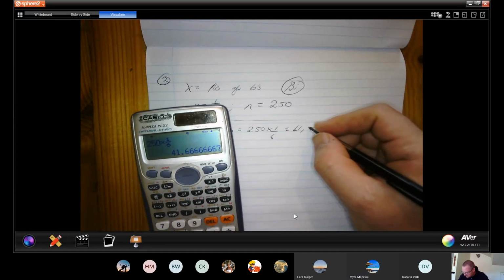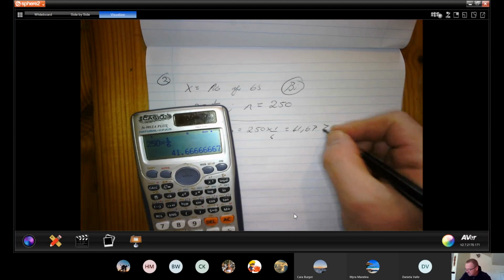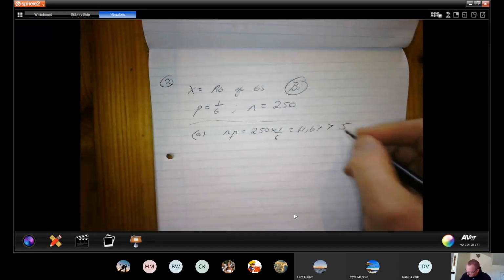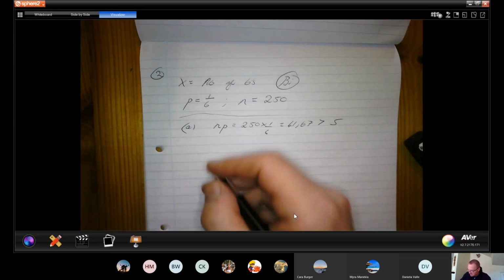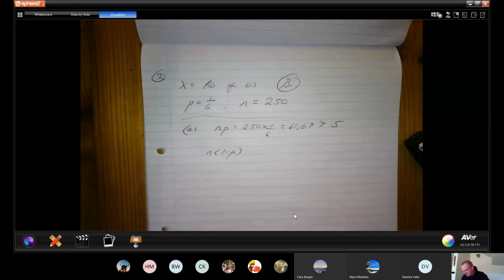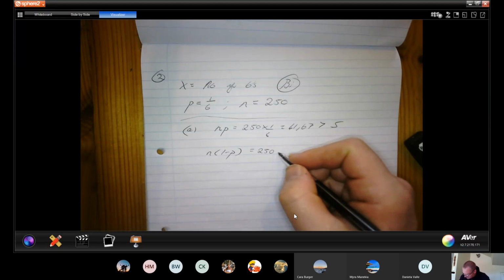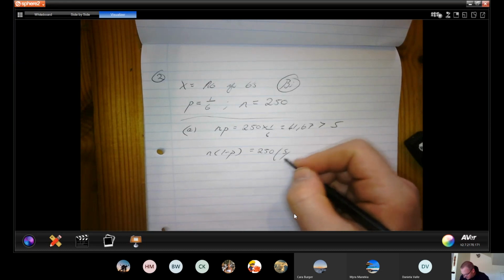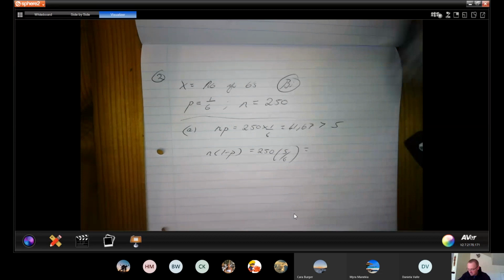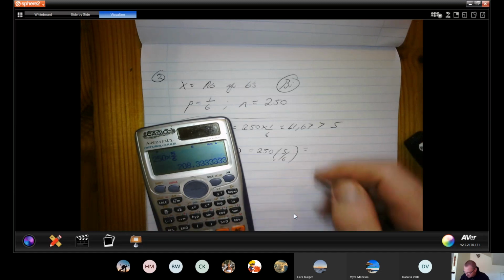Let's look at it as 2 decimal places: 41.67. Right, what's important though is that it's bigger than 5. Then I have to check the negative outcome mean, so it's going to be N times 1 minus P, which is 250 times 1 minus 1/6, which is 5/6. That's definitely going to be way bigger. 250 times 5/6 is 208.3.